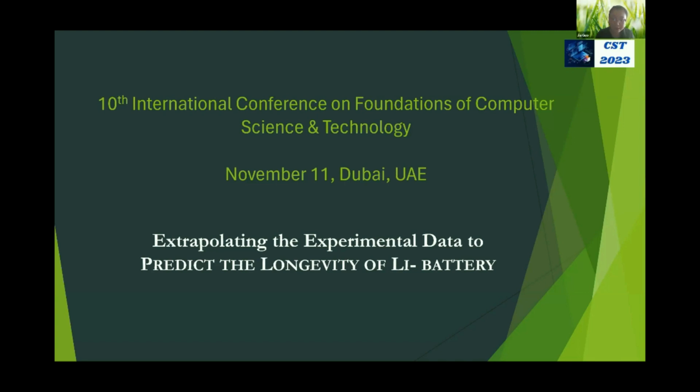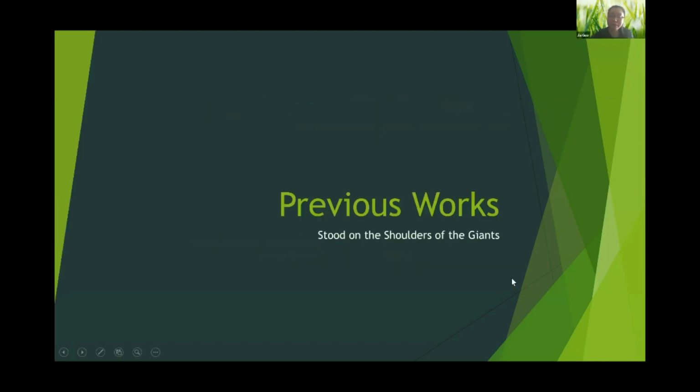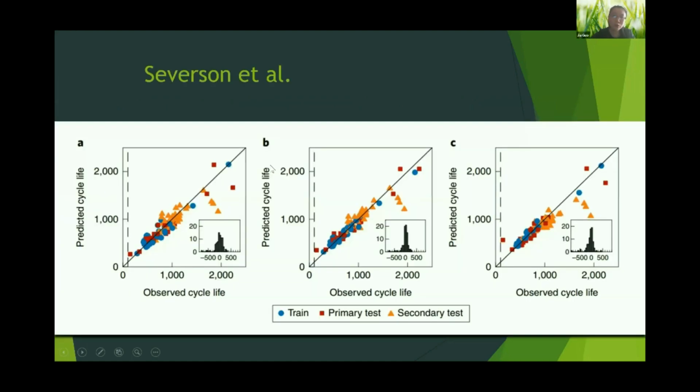We do a lot of research on previous works. I will give it a subtitle, Standing on the Shoulders of Giants. The first paper I want to introduce is by Severson et al., the MIT team. They use the variance of the change in discharge voltage to measure the cycle life and forecast the end of life in response to the cycle. They split the data into a primary test and a secondary test to get very good results.